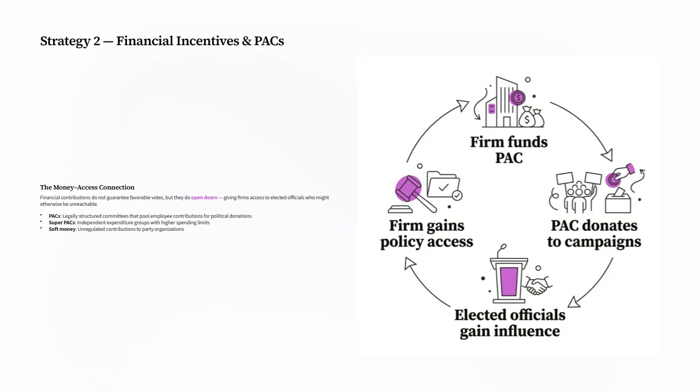Strategy 2 focuses on financial incentives and political action committees, or PACs. Contributions do not guarantee favorable votes, but they can create access to elected officials who might otherwise be difficult for firms to reach. It's important to distinguish the mechanisms involved. PACs are legally structured committees that pool employee contributions for political donations. Super PACs operate independently and face higher spending limits. Soft money refers to unregulated contributions made to party organizations. Together, these channels illustrate how financial support can influence access without guaranteeing a specific legislative outcome.